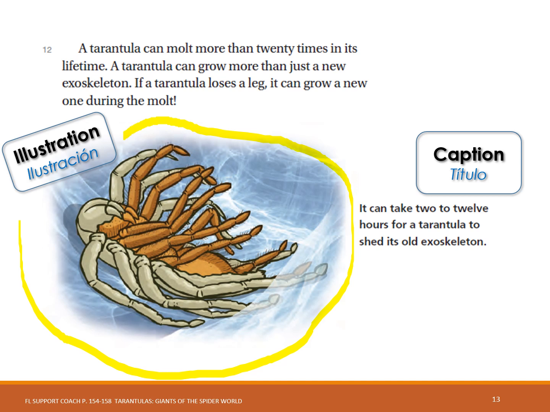And then, luckily, thanks to this author being very thorough, we have a caption that explains something else about what we're seeing. So let's look. It can take 2 to 12 hours for a tarantula to shed its old exoskeleton. Okay. So what this picture is showing us is part of the process where the tarantula is shedding its old exoskeleton. So that's how that caption connects right with that illustration.